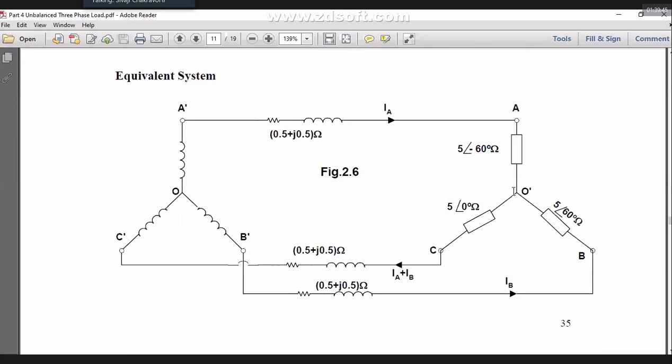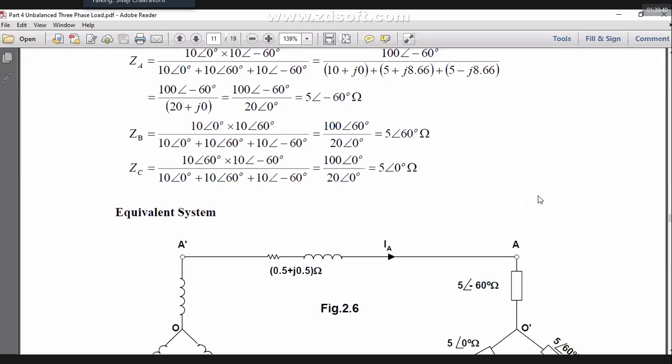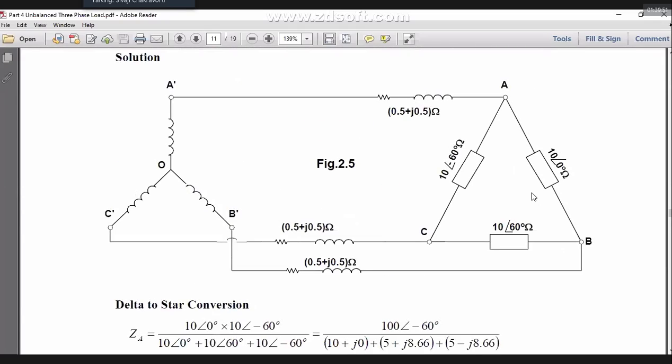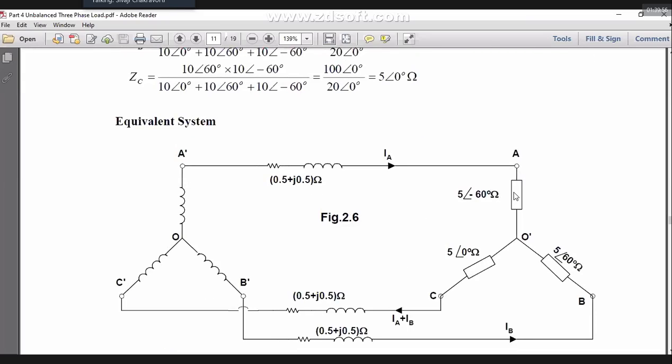Then how do I solve it? Whatever I have learned earlier, I cannot apply. But yes, I have learned another thing. What? If I convert this delta to star, what happens? Now it is like this. This was the delta. I have converted it to star. Now it is a three-wire star system. Fine. And we know how to solve it. We have already explained just now.